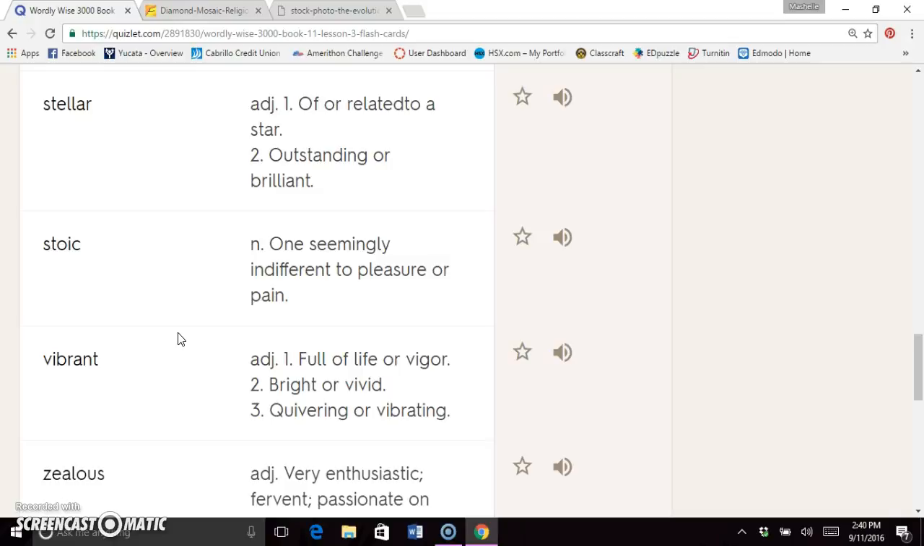Stoic is a noun, one seemingly indifferent to pleasure or pain. This one you usually see in someone's face if they have that stoic expression, whereas they don't laugh, they don't smile, and if they get hurt, they don't show any expression for it. And it has that mentality. Sometimes this fits with serial killers. They have that lack of pleasure and that lack of pain within their face and their meanings.